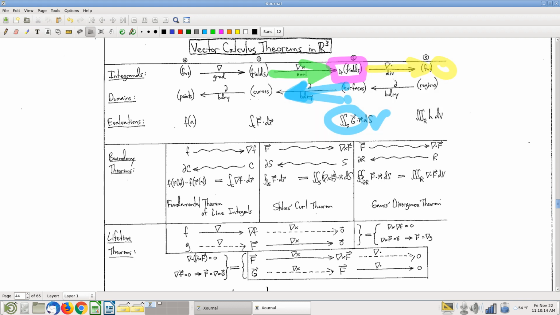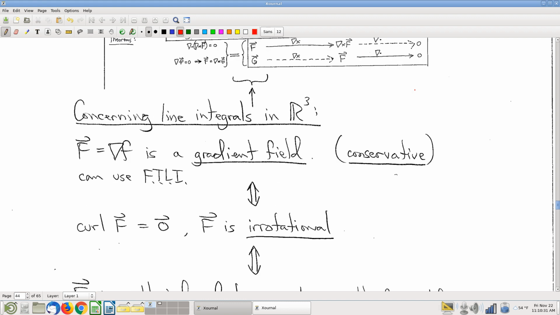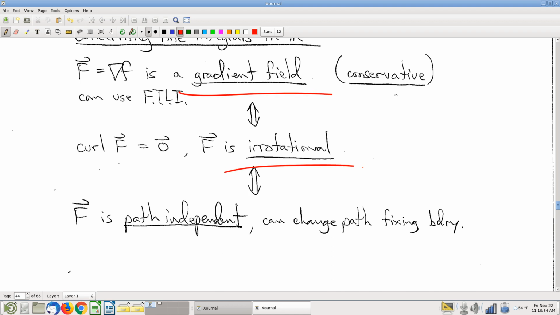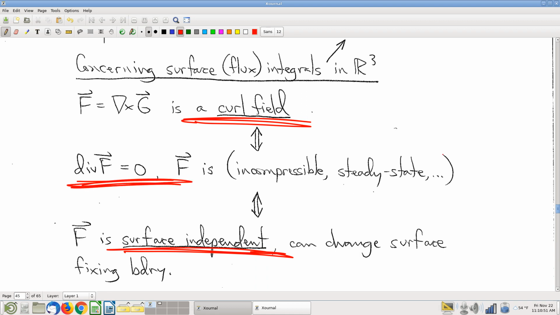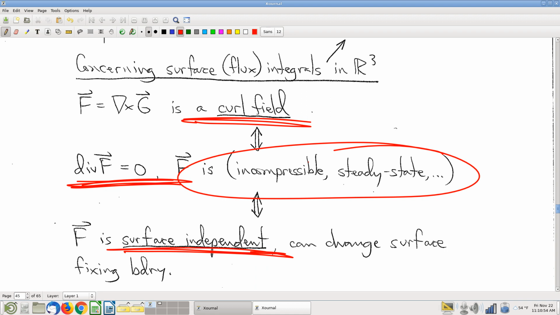There are certain vector fields that are curls and simultaneously surface independent, and simultaneously their divergence is equal to 0. Okay. And I have those summarized down here. So keep in mind, gradient, irrotational, path independent all mean the same thing in R3. And for fluxes, being a curl is the same as being surface independent, is the same as the divergence being 0, and there's a physical interpretation here that people will talk about, steady state fluid flows or incompressible fluids, and divergence equaling 0 is suggestive of that.